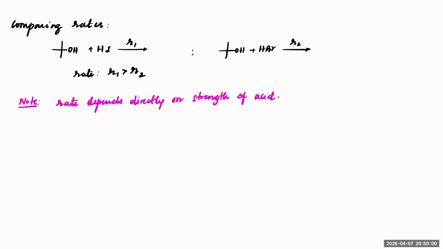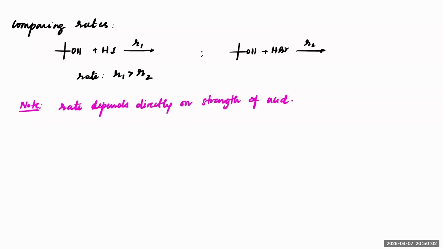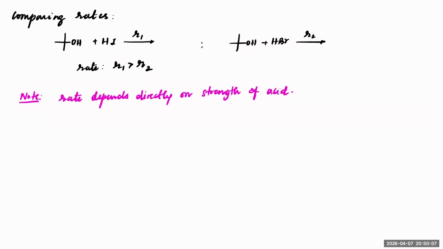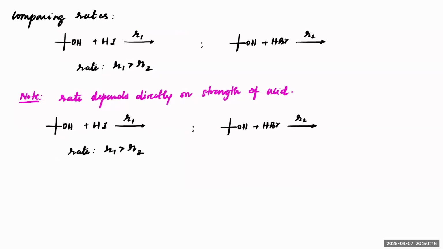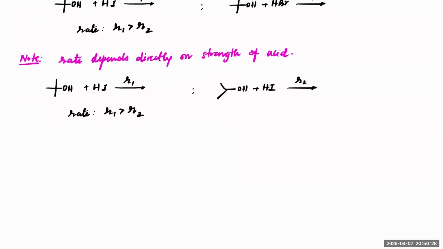So the stronger the acid, the more easily it will break, and hence the rate will be higher. Okay, clear on that? Similarly, if I'm comparing two rates again, please check this out. I'm comparing the same rates, but this time I'm taking a secondary alcohol. If I take a secondary alcohol and do HI addition only, in this case, definitely R1 is greater than R2.